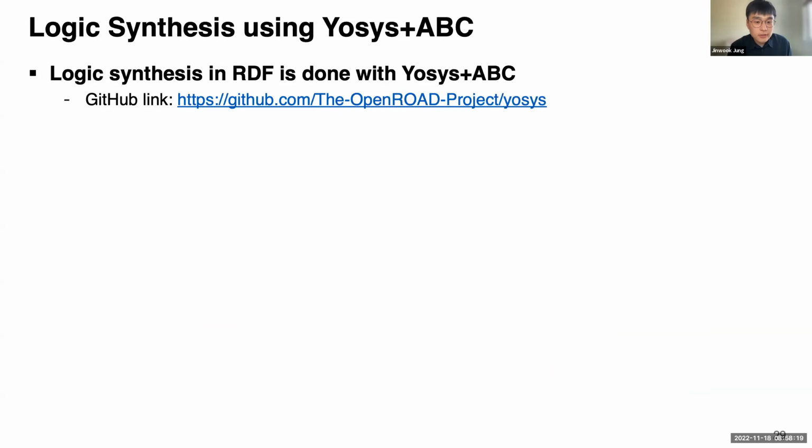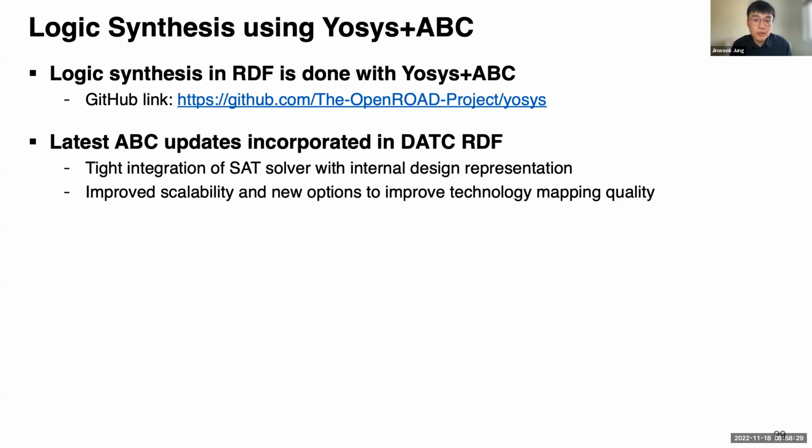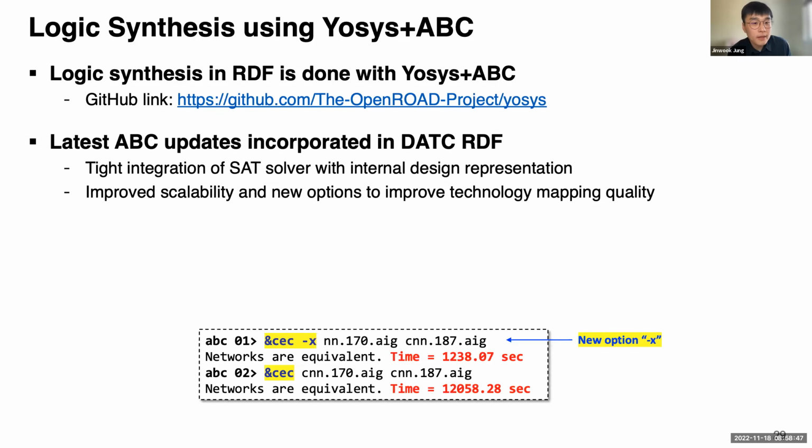So after the logic locking, we can run logic synthesis in the RDF, which is done by the famous Yosys and ABC. In RDF, on top of the famous Yosys and ABC engine, we have further incorporated the latest ABC update, which is a tight integration of a SAT solver with the internal design representation. Thanks to this, ABC now has better scalability and new options for better technology mapping quality. And this screenshot demonstrates an example of such improved scalability. It shows the equivalence checking runtime of two large neural network designs. And you can see that the new ABC is about 10x faster than the previous one.